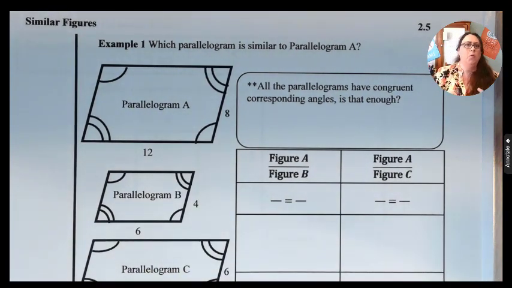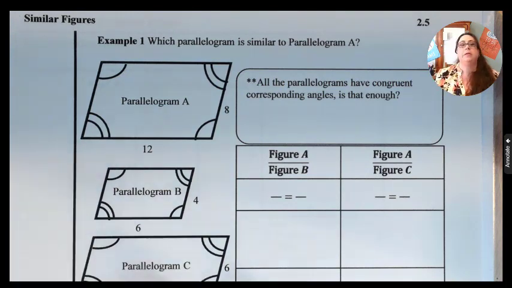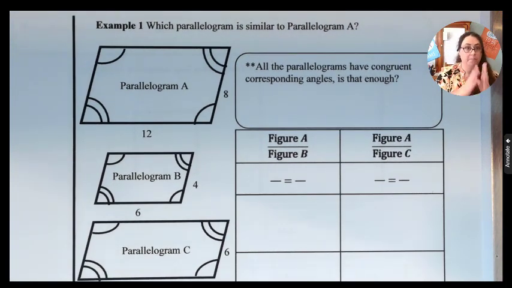So we went over what makes a similar figure and the different parts and pieces. And now I want to go over how we do an example. What we're looking at is 3 different parallelograms, and we want to know which one is actually similar to parallelogram A. So parallelogram A is the one we're starting with.